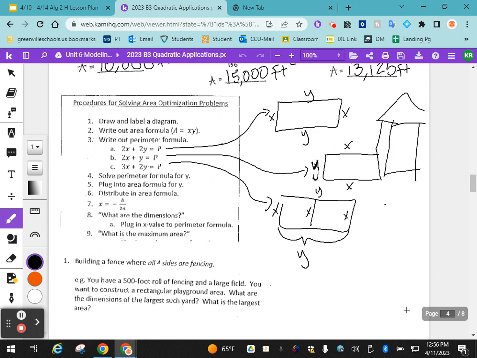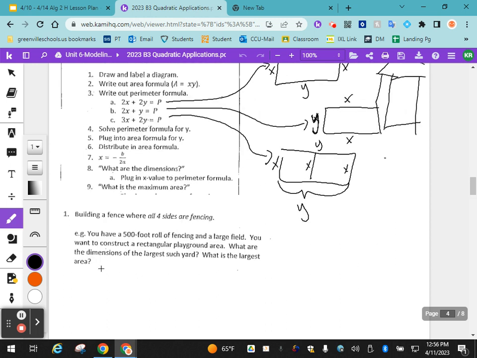So we're just going to follow these steps. Let's jump in and follow these steps. First, let's draw a picture. You have 500 feet of fence in a large field. You want to construct a rectangle for a playground. What are the largest dimensions?